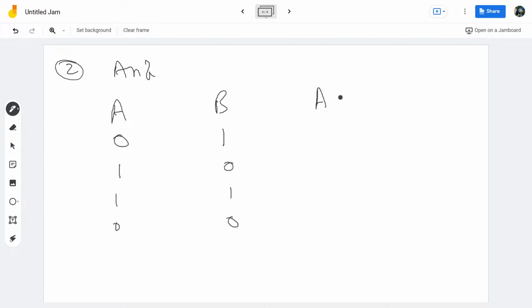So A and B basically means A into B. So this is A into B is 0, this is again 0, this is 1 and this is 0. So if both are 0, then we are getting 0. If either of them is 0 and the other one is 1, then we are getting 0. But if both of them are 1, then we are writing here 1. So this is basically the AND operation.